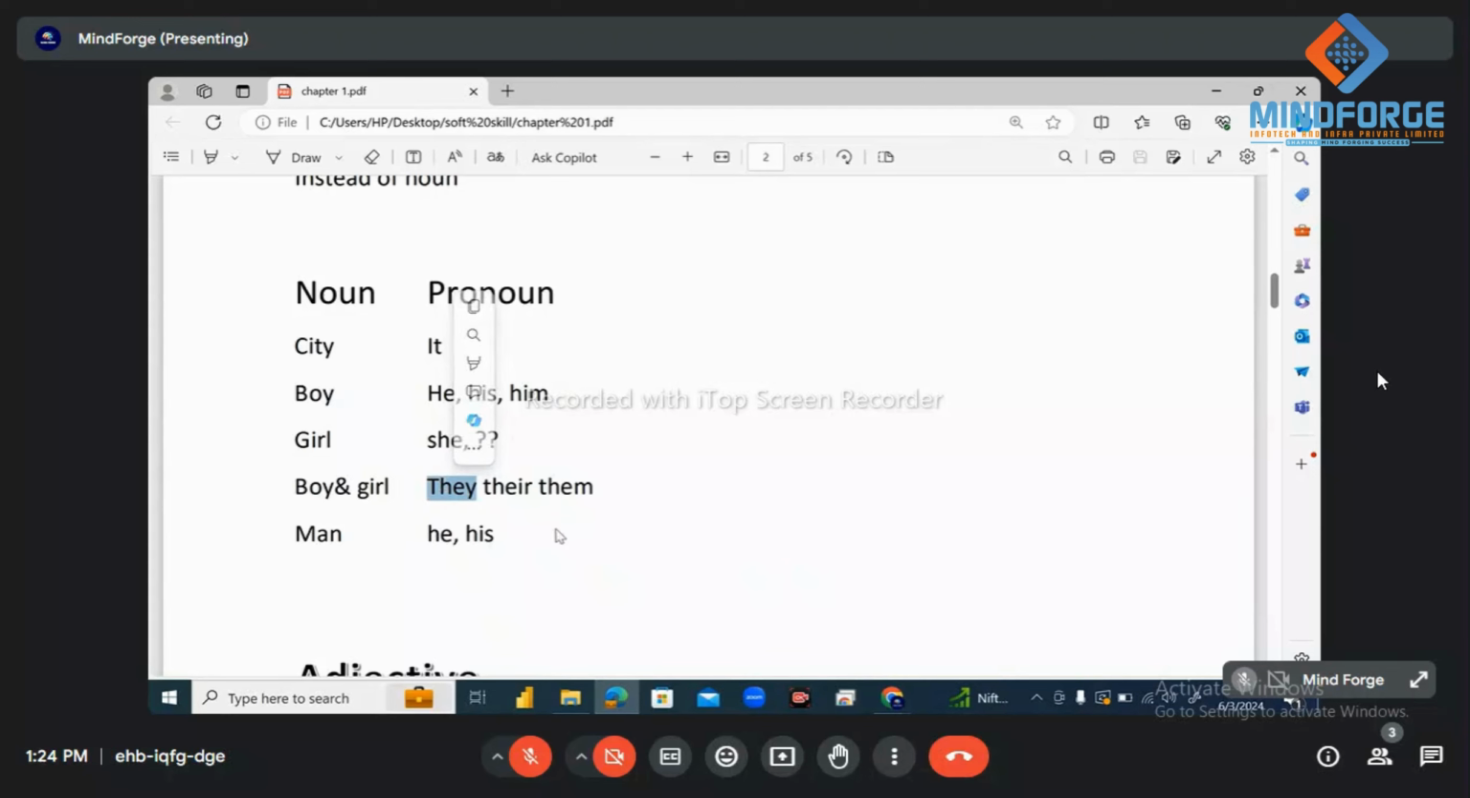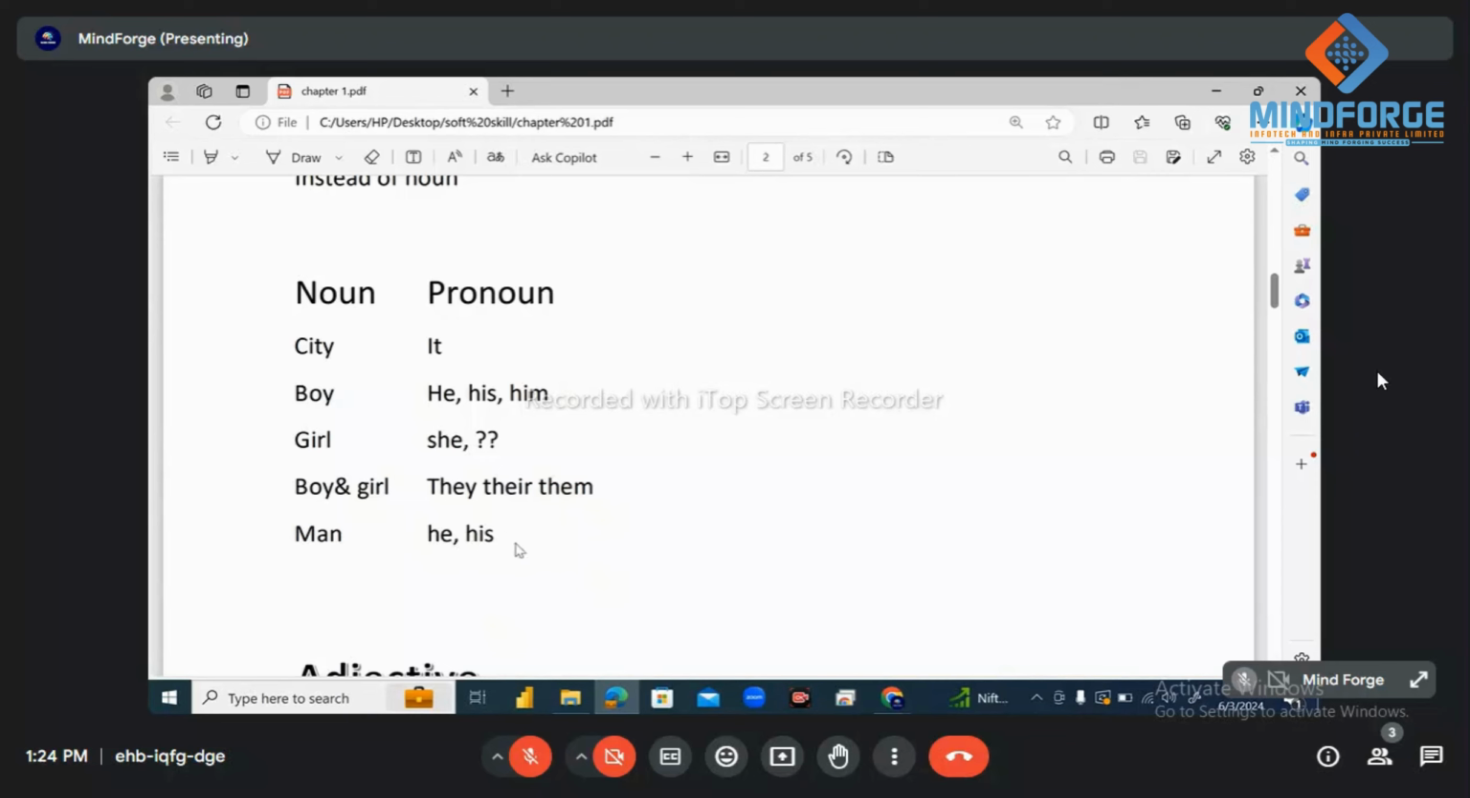Now you have to write sentences for their and them. Okay, so this is your task: you are going to write sentences using these pronouns. Now let's go ahead. If the noun is man, what kind of pronoun can you use? You can use he and his, right? He is playing, right? His mom is calling me, like this.